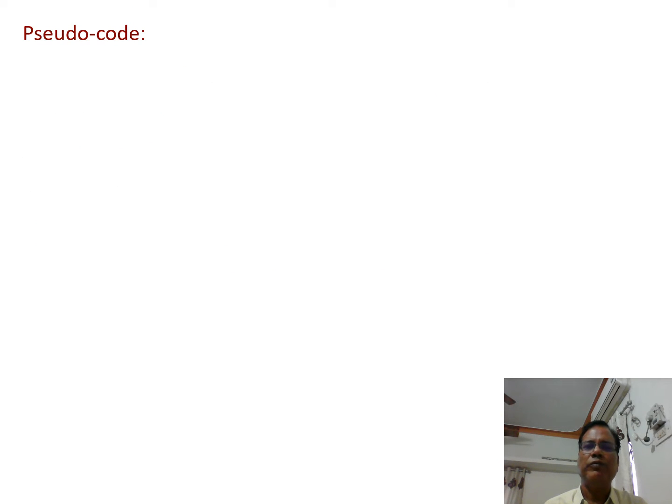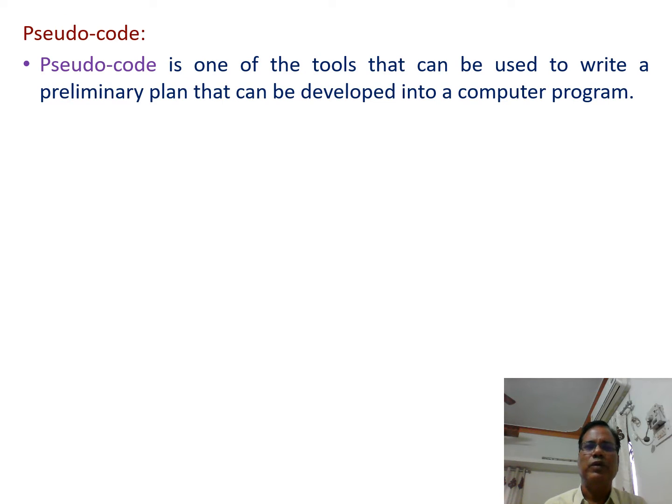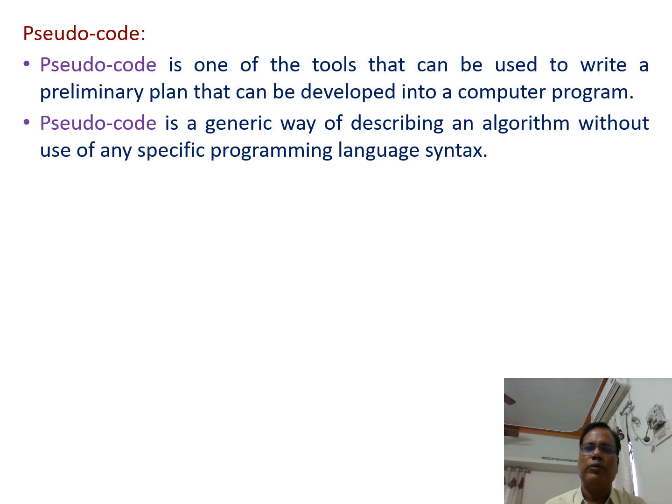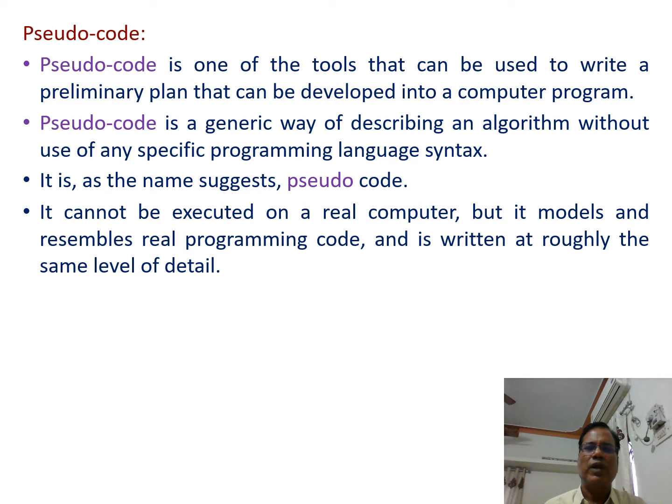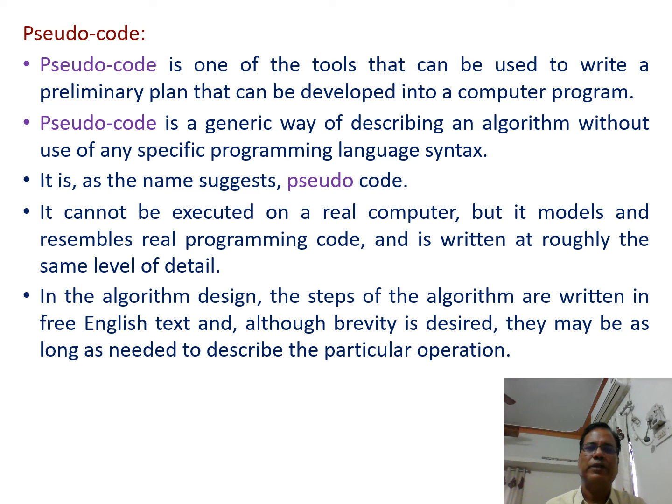Now, the first way of writing an algorithm is pseudocode. What is pseudocode? Pseudocode is one of the tools that can be used to write a preliminary plan that can be developed into the computer program. Pseudocode is a generic way of describing an algorithm without use of any specific programming language syntax. It is, as the name suggests, pseudo code. It cannot be executed on a real computer, but it models and resembles real programming code and is written at roughly the same level of detail.